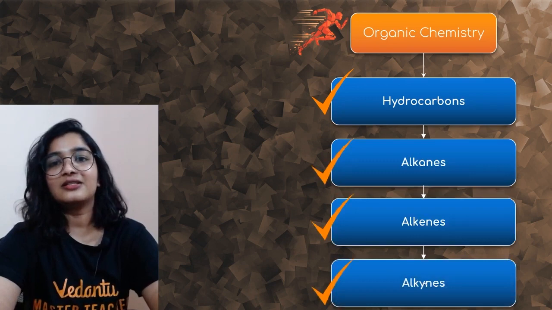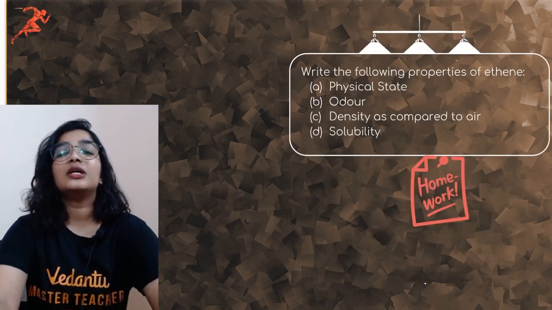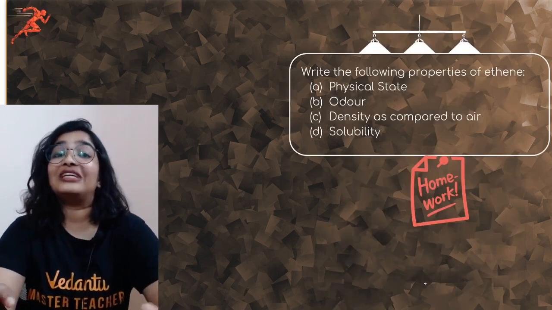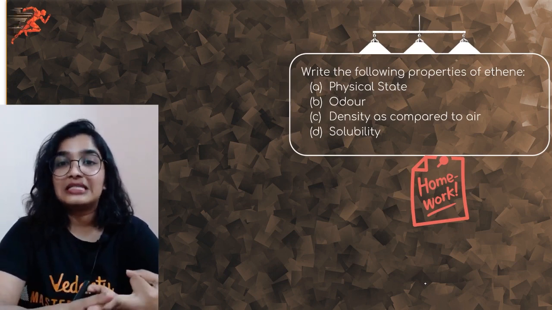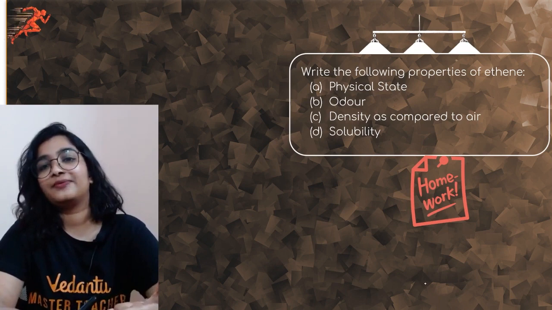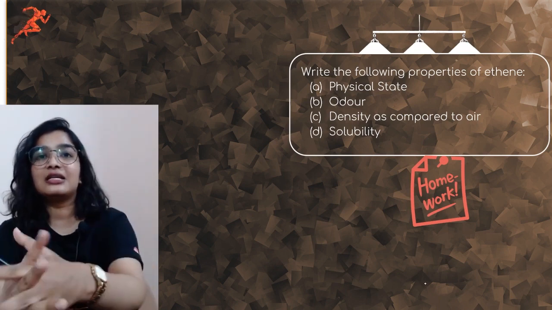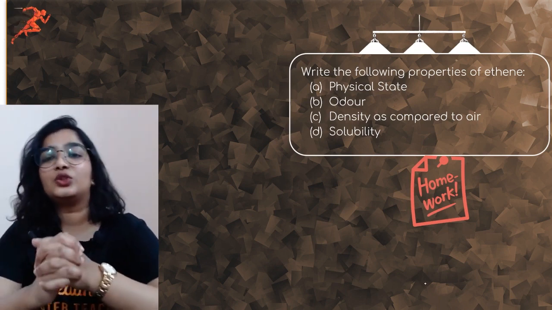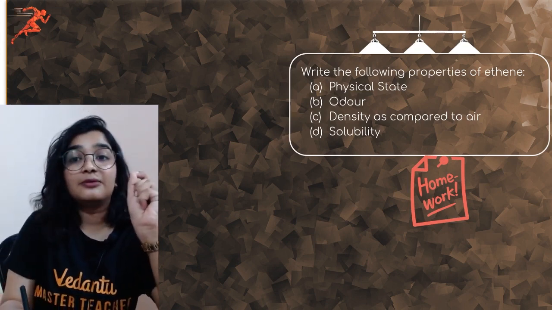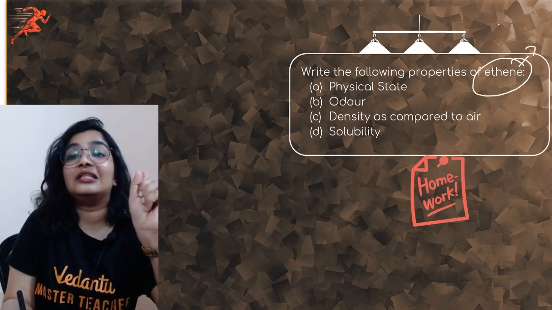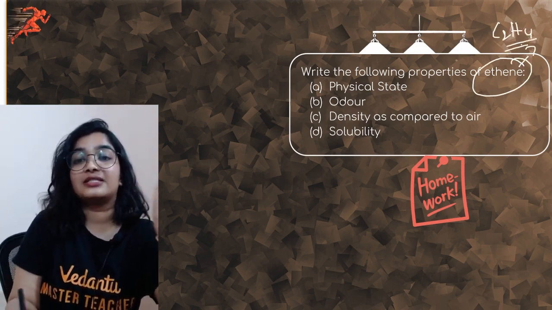And here is your homework question. Write the following properties of ethene, C2H4: its physical state, odor, density as compared to air, solubility. These are considered the physical properties, right? Just let me know in the comment section.